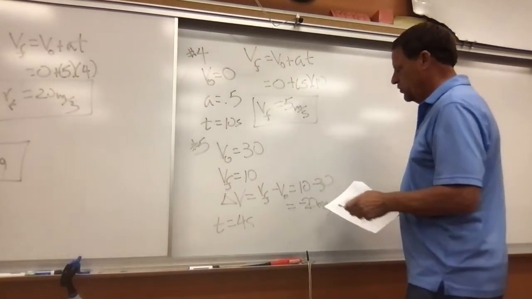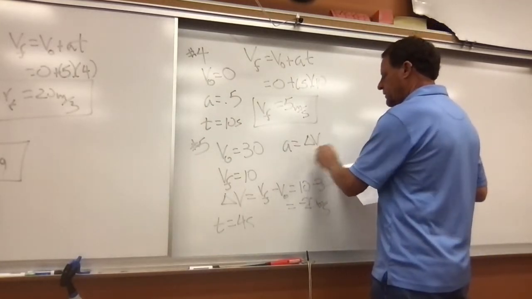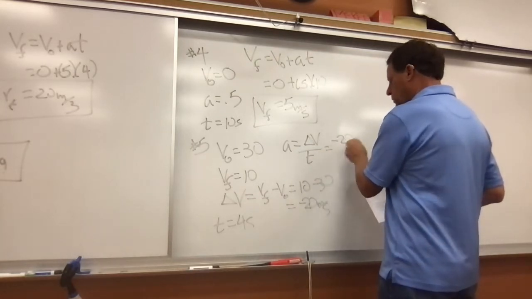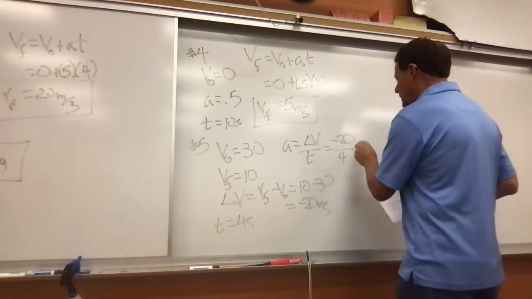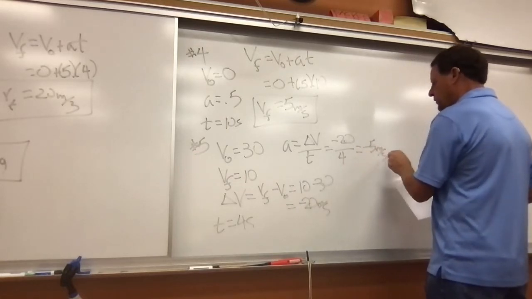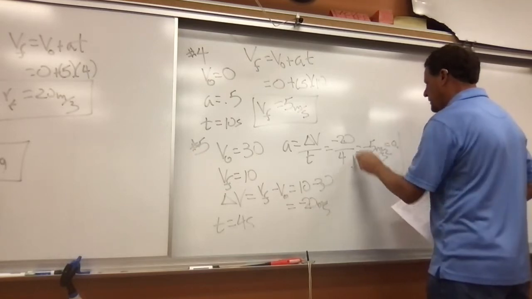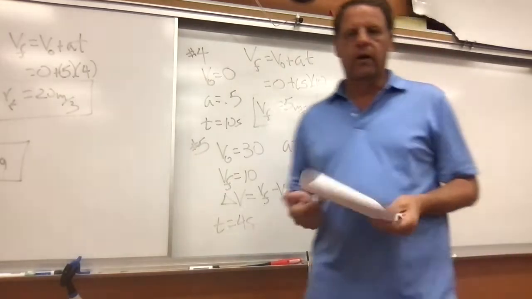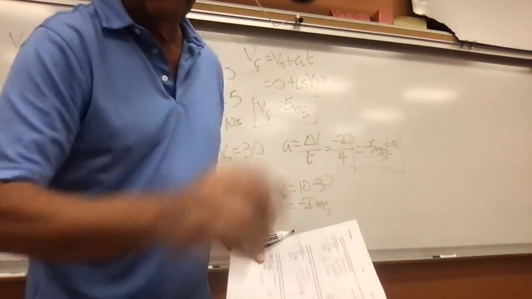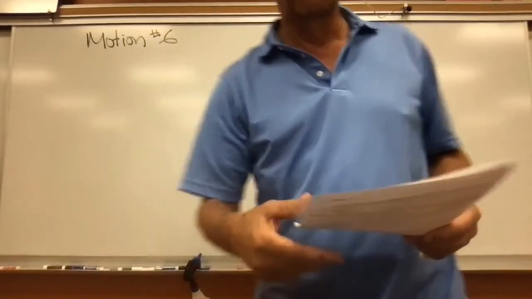We are going to say acceleration is equal to delta V over T, which is going to be negative 20 divided by 4, which is equal to negative 5 meters per second squared. And that is our answer to question number 5. Okay, I am going to pause this and erase something.